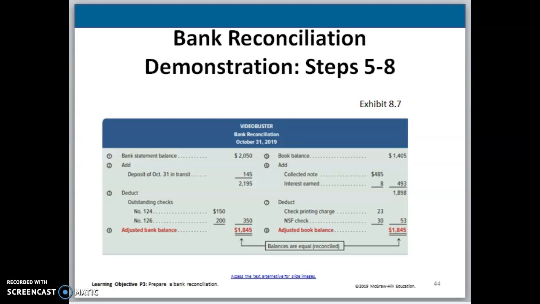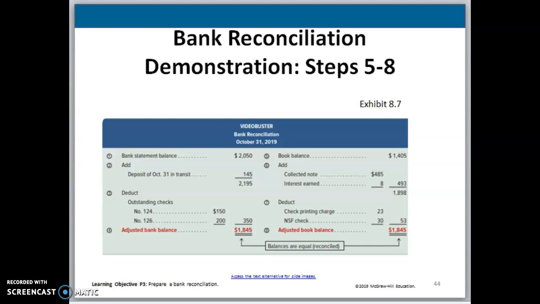Then we're going to deduct the things that reduced our bank balance. So we're going to identify and list any unrecorded information from the bank, so service charges, errors overstating the balance, and we're going to deduct them from that book balance. So the debits for Video Busters' bank balance that are not recorded included a $23 charge for check printing and an insufficient funds check for $20 plus the $10 processing fee. The check is dated October 16th and it was included in the book balance, so we had to take it back out because it didn't clear. And they're also charging us a fee. So we have those total deductions of $53, which brings our adjusted book balance down to $1845.